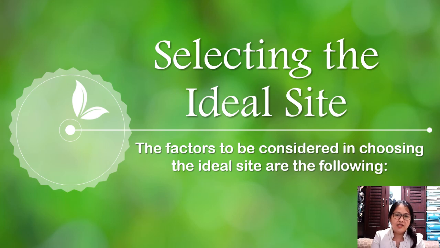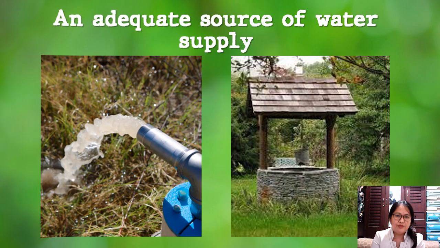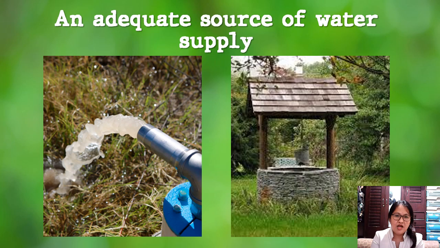Now, in selecting the ideal site of a nursery, we have to consider the following factors. Number 1, an adequate source of water supply. The site should be near a natural source of water. An example is a river or spring. A deep well can be constructed to ensure that an adequate water supply will be available year-round.